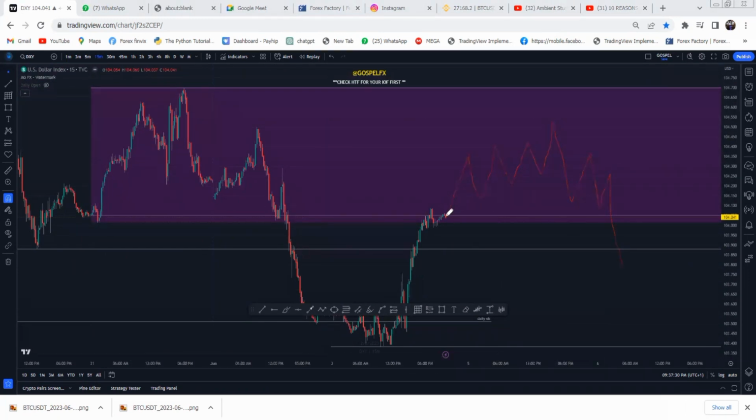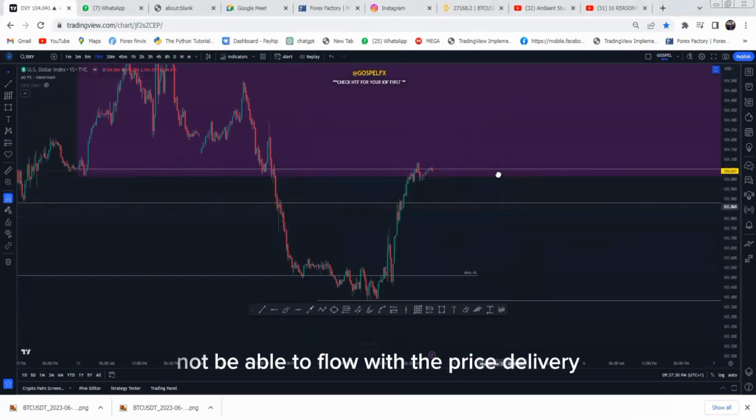But if it doesn't, we're going to stay still and wait for price to clear this high. If it does not, that's when we're going to confirm that we are going to be bullish. But remember, we have to be flexible, okay? You have to be flexible when you are doing your analysis. Very, very flexible, because flexibility is at the core of what we are doing here, okay? You don't be too tied to your analysis in a way that price will be doing the opposite and you will not be able to flow with the price delivery.